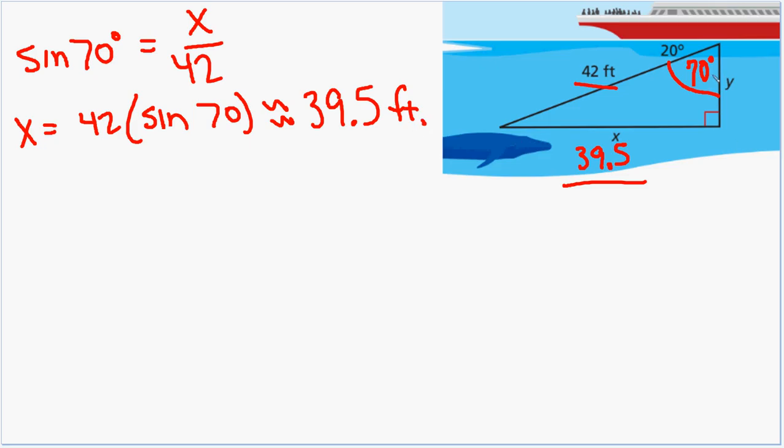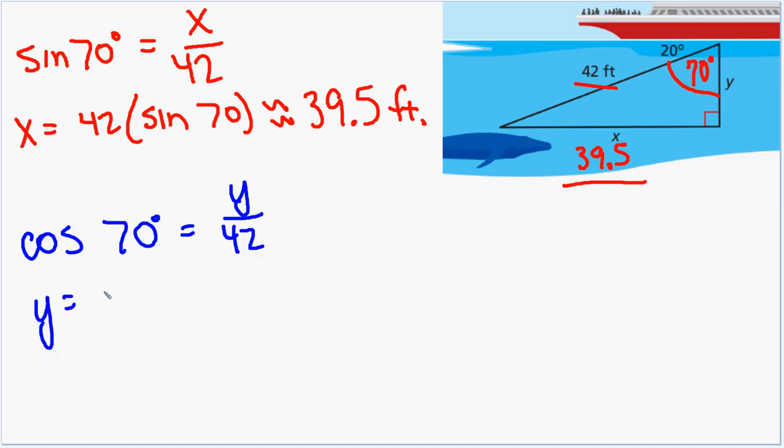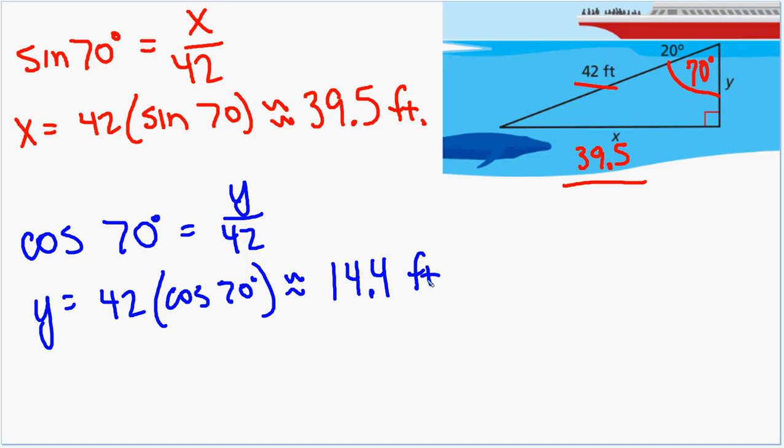Okay, now let's find y, the depth of the whale. Again, I'm back at my 70-degree angle. I want the adjacent side, and I have the hypotenuse. So that's going to be cos. The cos of 70 equals adjacent y over hypotenuse 42, and we multiply both sides by 42. So our y value is 42 times the cos of 70 degrees. And we punch it in our calculator, and we get about 14.4 feet deep.